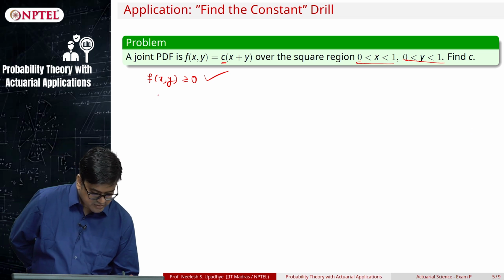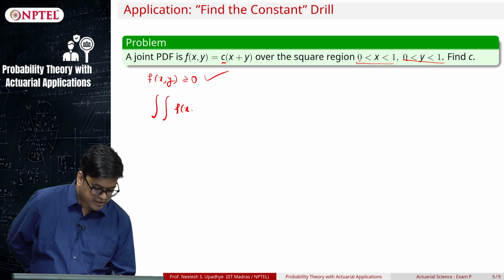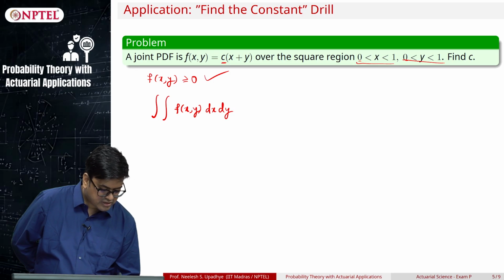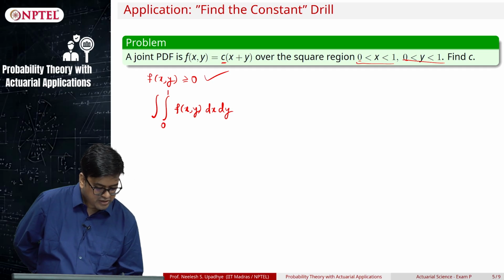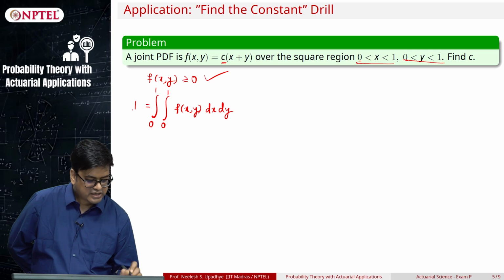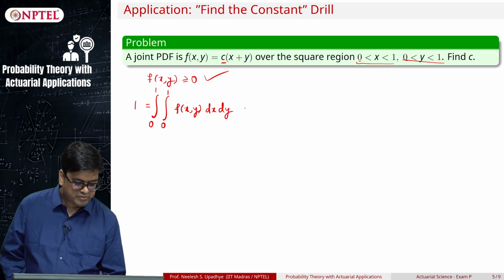So, let us do the integral of f x y dx dy, and this will go from 0 to 1, and this also will go from 0 to 1. What do I expect? I expect the answer to be 1. With this setup I am free to evaluate this integral.